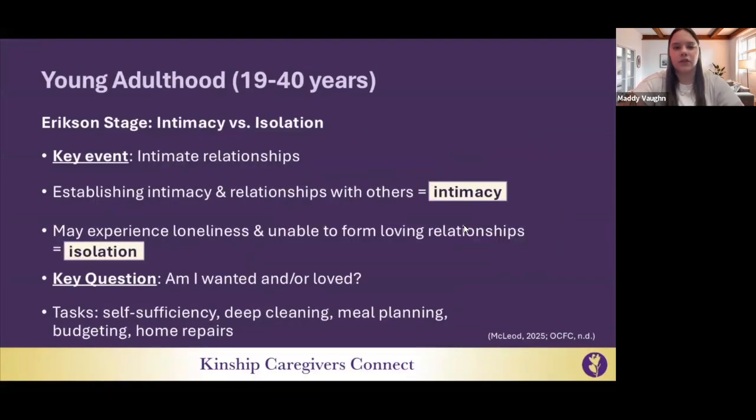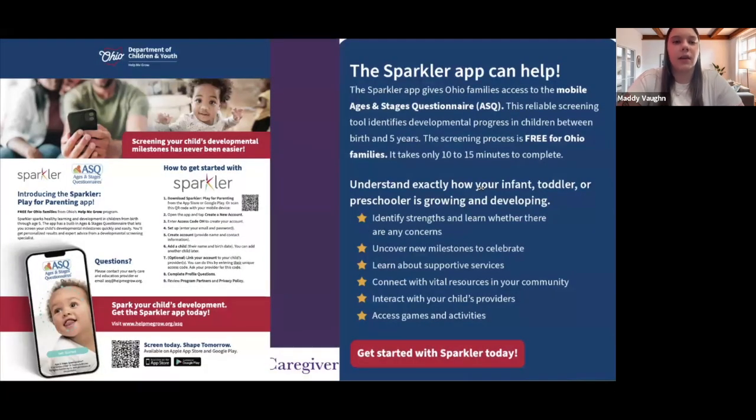In young adulthood, the focus shifts to relationships and connection with others. If they're able to establish those intimate relationships, it can lead to success at this stage, or intimacy. If they are unable to form those close, intimate relationships, and this can be with family, partners, and friends, they may experience feelings of loneliness and isolation. At this stage, they should be pretty self-sufficient, including being able to deep clean, meal plan, budget, and complete simple home repairs.